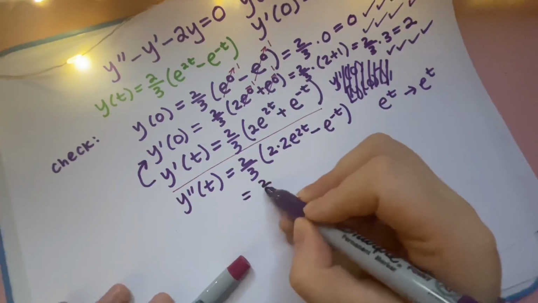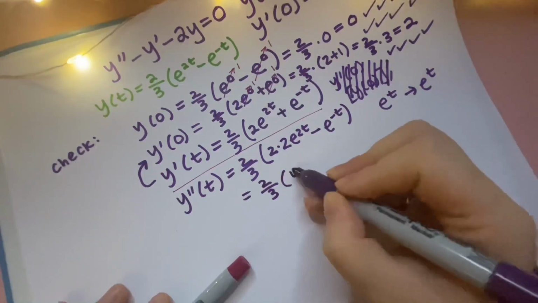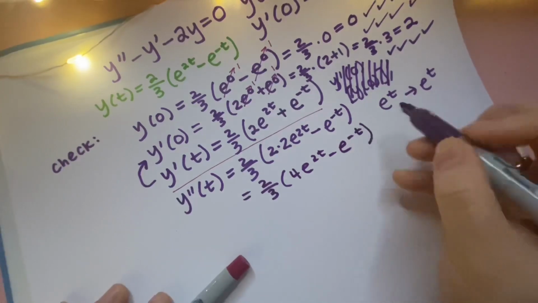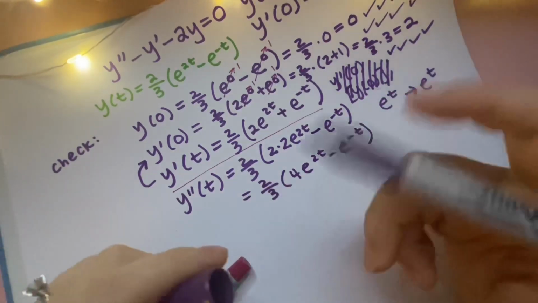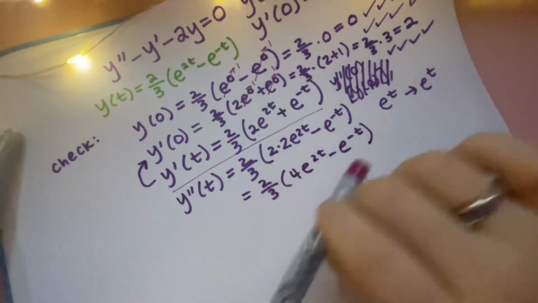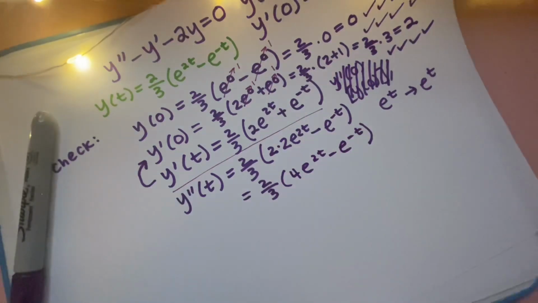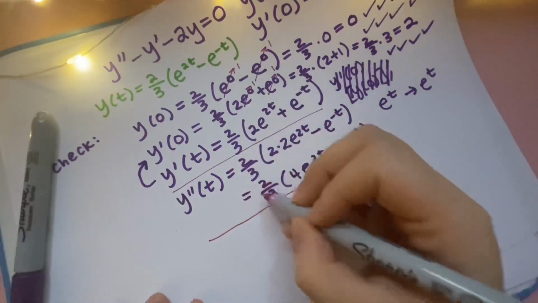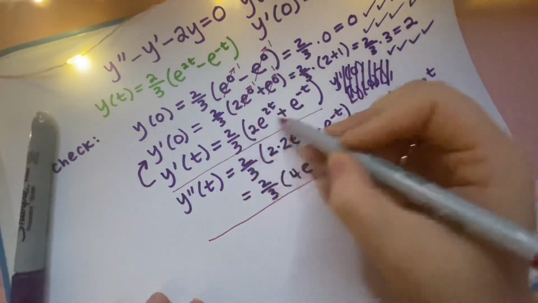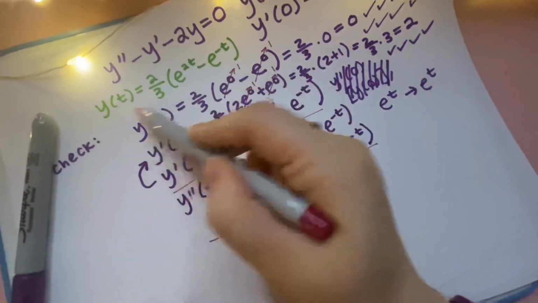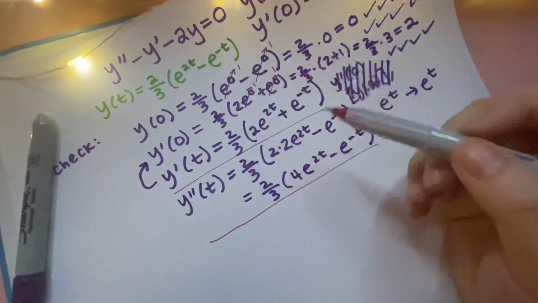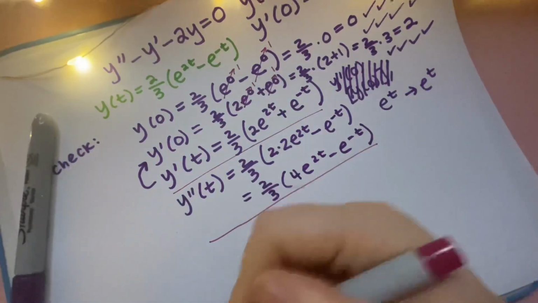So then we have y prime prime is 2/3 of 4e to the 2t minus e to the negative t. And I'll just leave it like that, but you can, again, distribute. If we end up needing to, I will, but this is our y prime prime, this is our y prime, and this is our original function. So we have all the pieces here to actually check this.